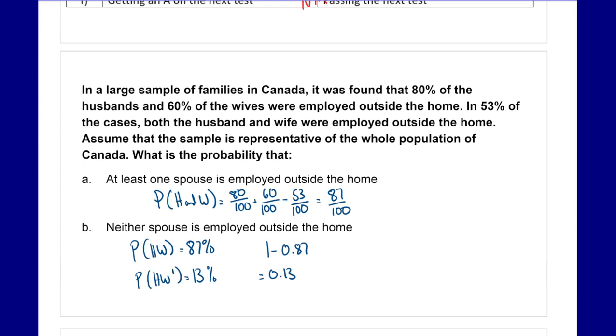B was the probability that neither spouse is employed outside the home. Well, we can use the complement here, because the probability that at least one spouse is employed plus the probability that neither spouse is employed has to add up to 1. There's no other scenario, right? Because at least one would be just the husband, or just the wife, or both. So then neither is the complement. So we can do 1, or 100%, minus 87, or 0.87, and that gives us 13, or 0.13.